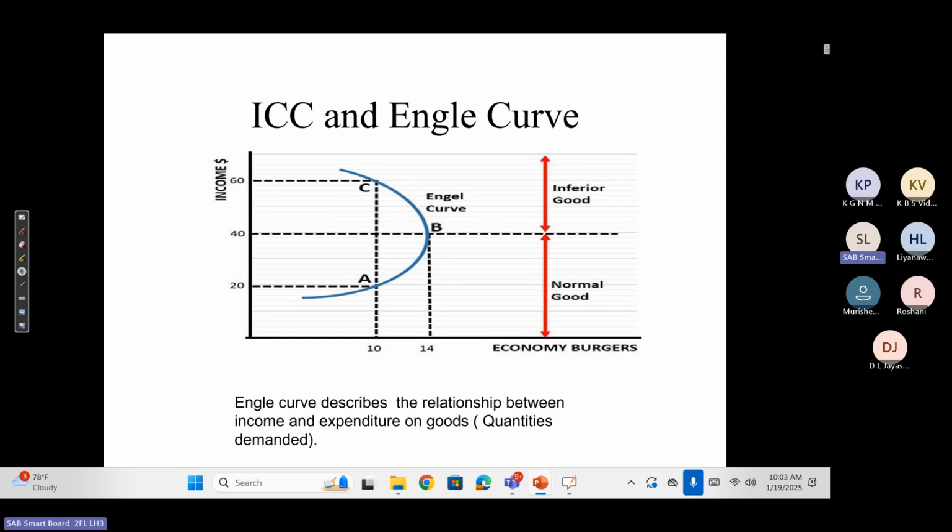So if you look at the income, when the income increases, initially it becomes positive, right? Thereafter it becomes negative, right? Initially you spend more, then you spend less. So that relationship is explained by this. Normal goods and inferior goods, so that can be seen, no? When the income changes, you change your expenditure.